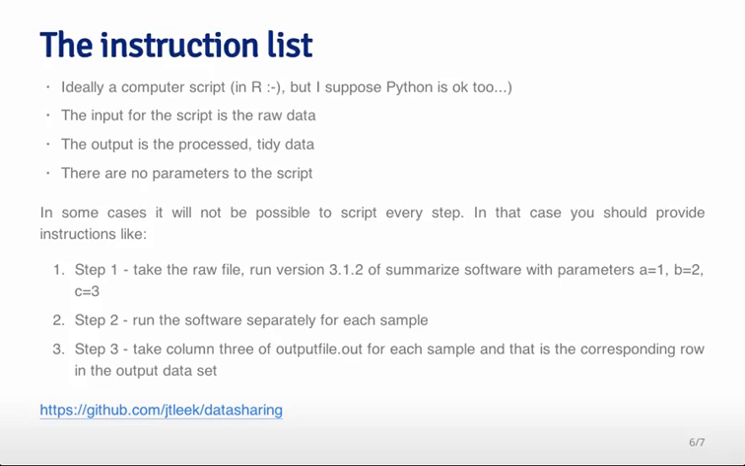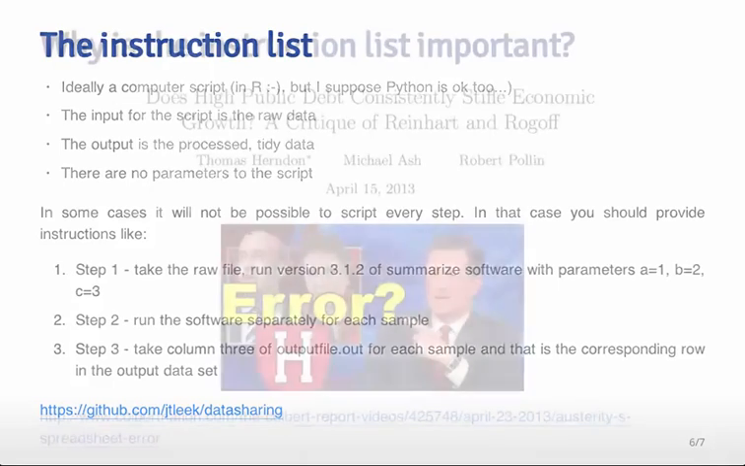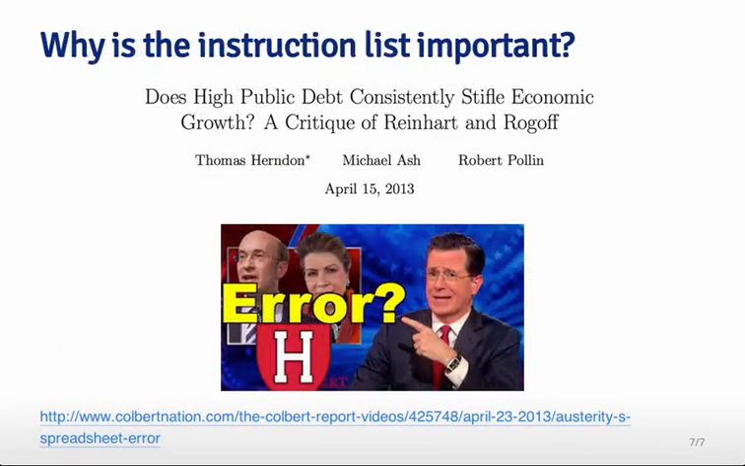And so if you can't write a computer script, the best case that you can do is to be as explicit as possible in this recipe, and go way overboard in the amount of detail that you give on how the data got from being the raw data to the processed data. So it's pretty important that you do this.